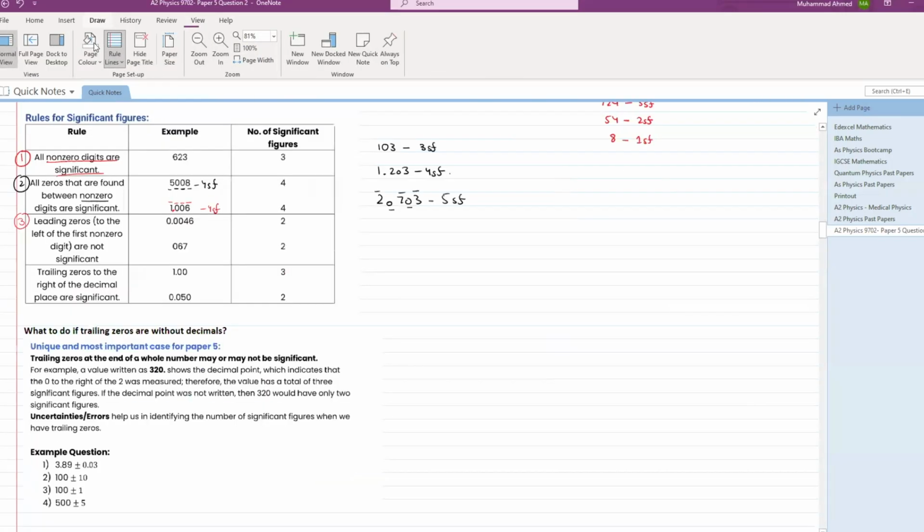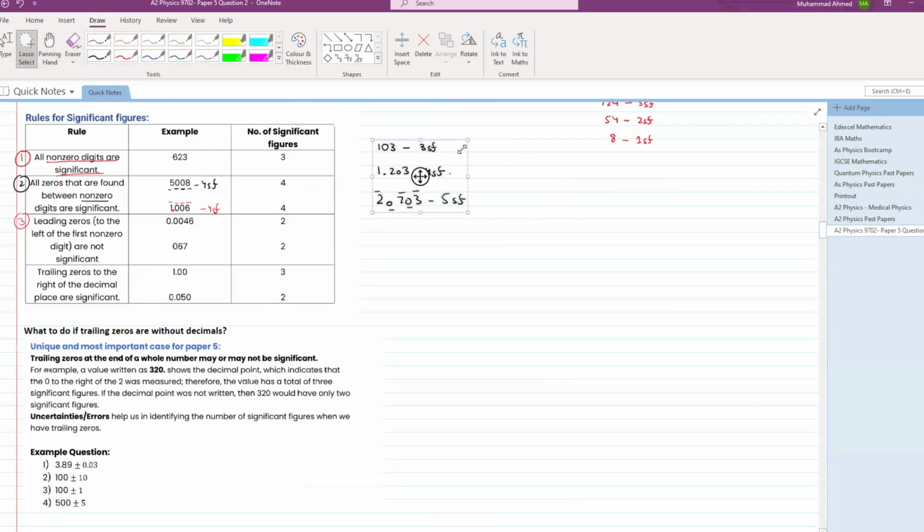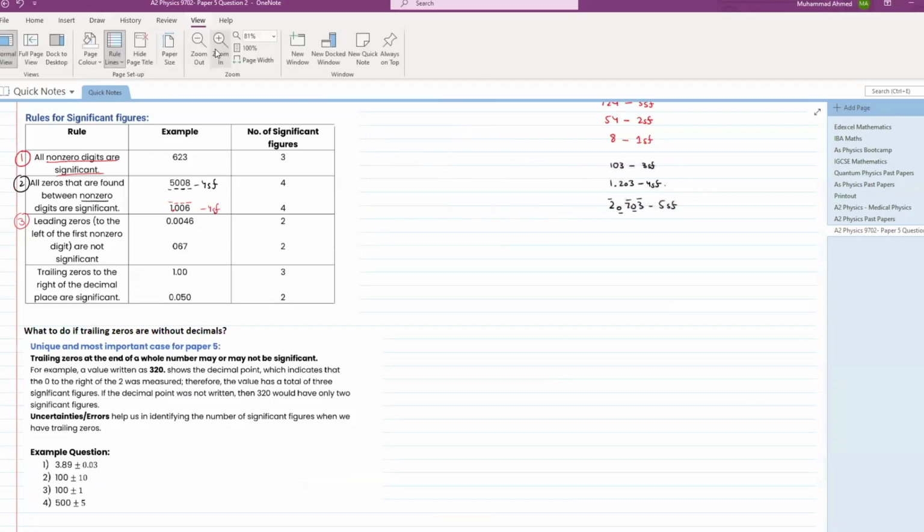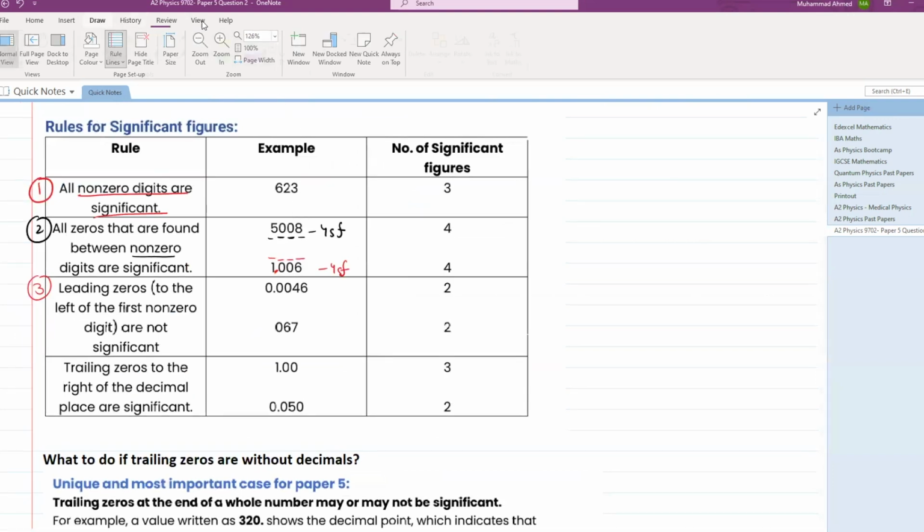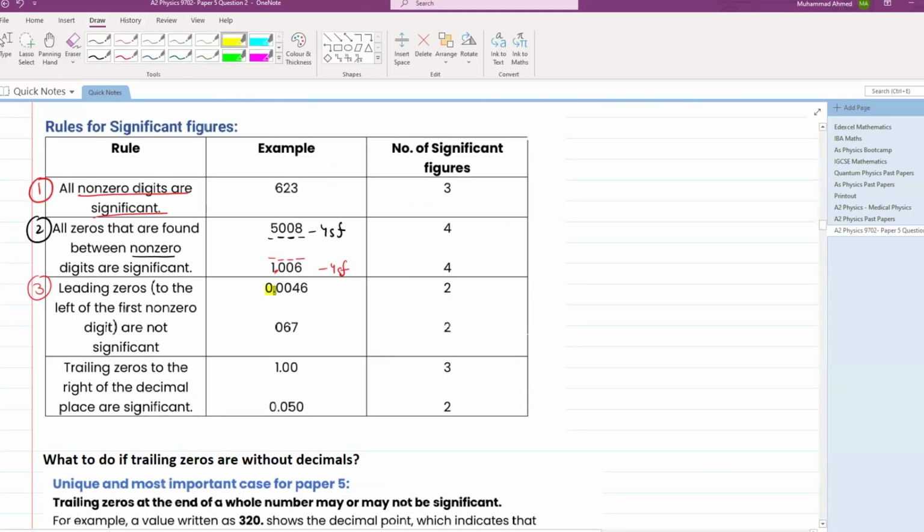All leading zeros are not significant. Now, sir, what do you mean by leading zeros? Leading zeros are the zeros that are before a non-zero digit, to the left of a non-zero digit. All leading zeros are not significant. So here, all these three zeros are not significant. Only 4 and 6 are significant. You have two significant figures.